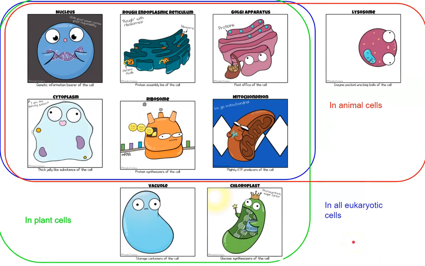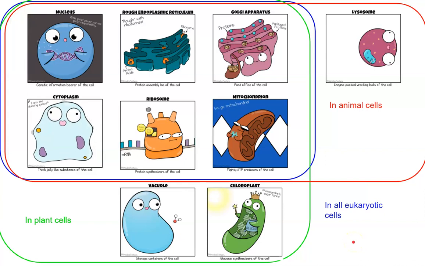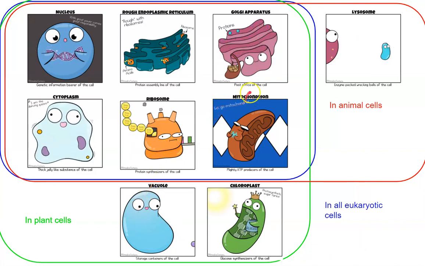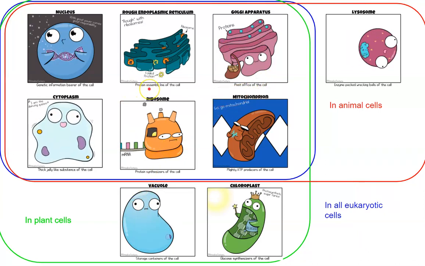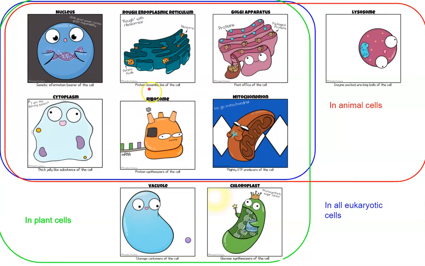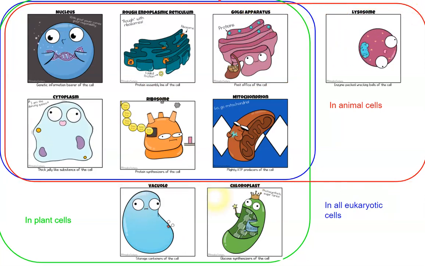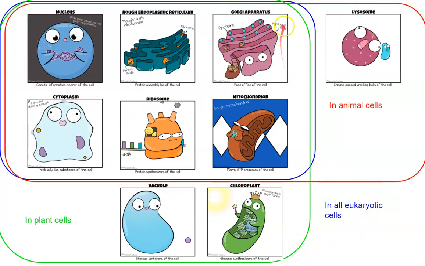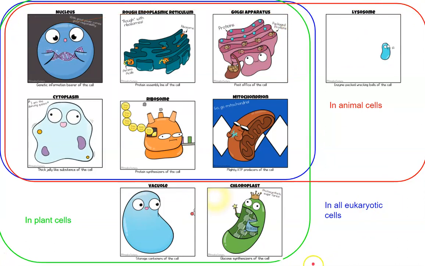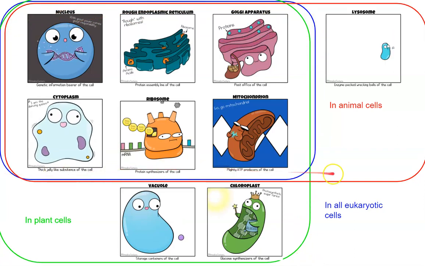Okay, so here's a nice sum up page, and it helps show some pictures, and it gives you some short little definitions or analogies of what the organelle does for the cell. The things that are boxed in red are for animal cells. The things that are in green are in plant cells. And then the things in blue are in all eukaryotic cells.